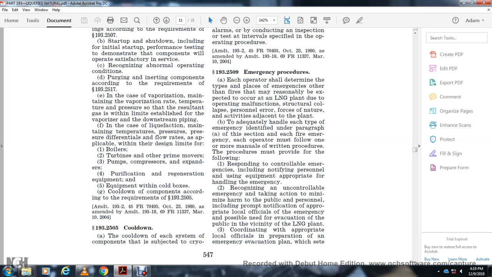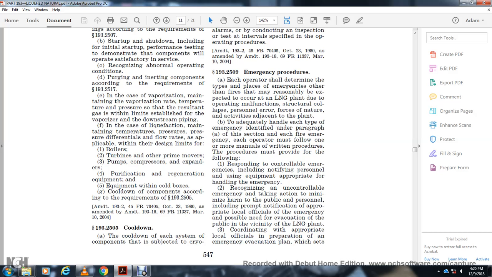All right, 193.2509 Emergency procedures. Operators shall determine the types of emergencies, including fire, unexpected events at the liquid natural gas or petroleum plant due to operation malfunction, structural collapse, personnel error, or forces of nature affecting the plant. Adequate procedures to handle each of the emergencies identified in paragraph A of the section, including each fire emergency, must be followed by each operator in one or more manuals of written procedures.